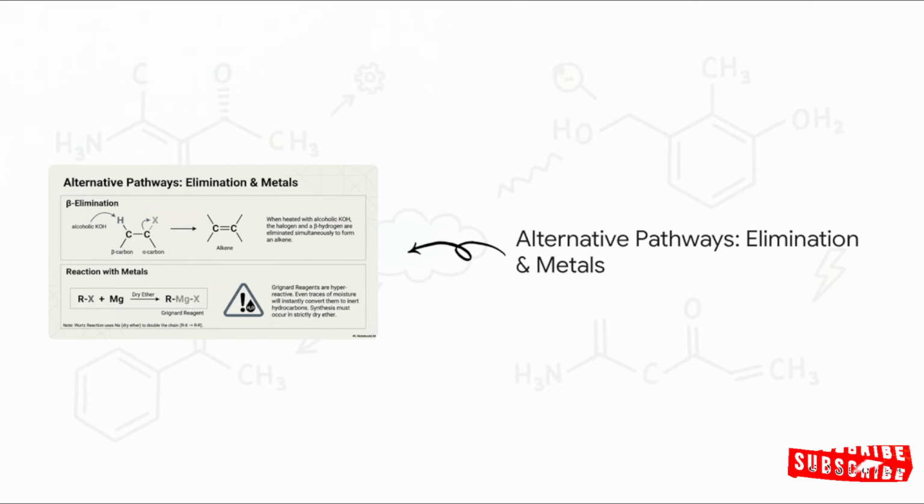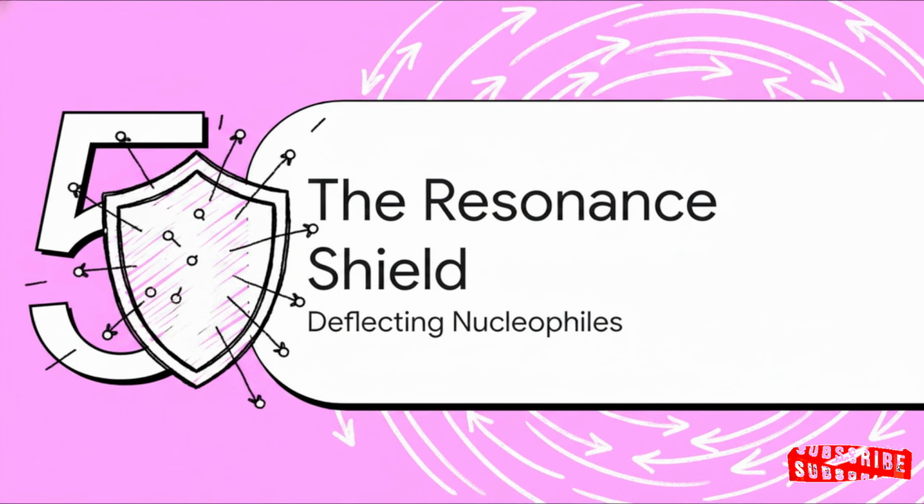Reacting an alkyl halide with pure magnesium in strictly dry ether forms a Grignard reagent. These are hyperreactive, incredibly useful tools in organic synthesis. But notice I said dry ether. Literally, even the tiniest trace of moisture will instantly kill a Grignard reagent, converting it into a totally useless inert hydrocarbon. Section 5. The haloarene resonance shield.